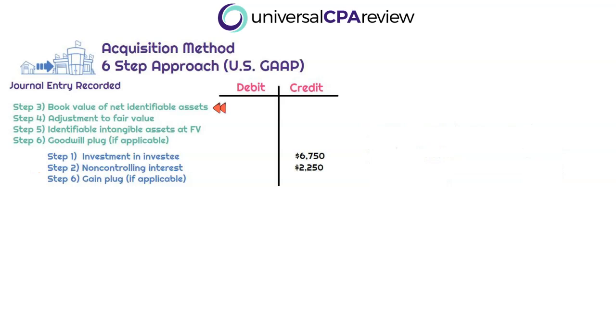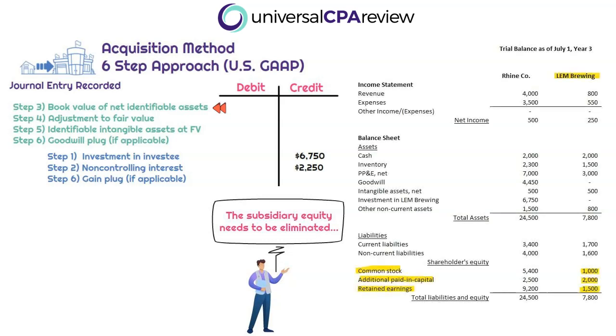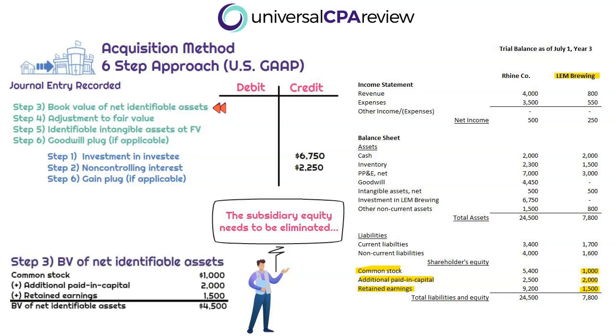Our step 3 focuses on the book value of net identifiable assets. Because when we're in consolidation, we need to remove the equity related to the subsidiary, and that's going to consist of common stock, additional paid-in capital, and retained earnings. So that's basically equal to stockholders' equity. If we go to the trial balance that was provided for Lem, that's how we can get those numbers. We can see that it consists of common stock of 1,000, additional paid-in capital of 2,000, and retained earnings of 1,500. That totals to a book value of net identifiable assets of 4,500. So that's what we'll plug in for the debit for step 3.